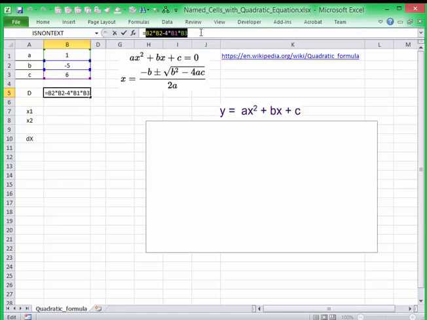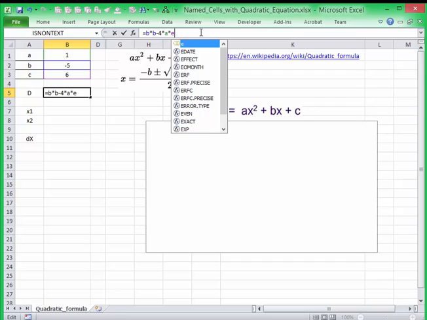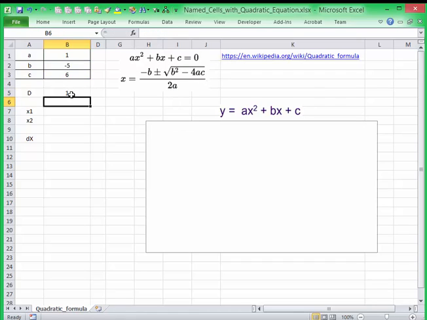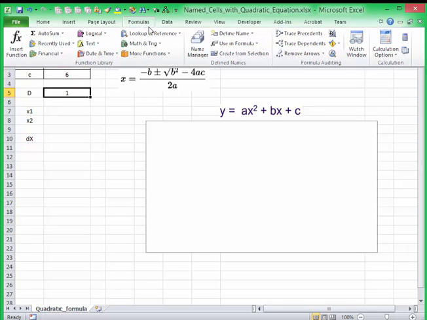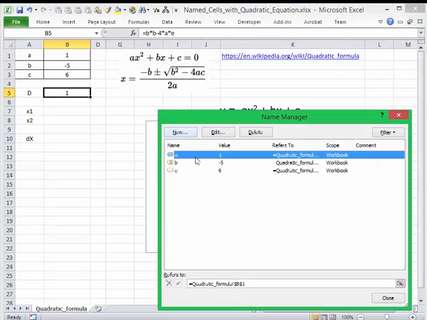So I will delete this. Now B times B minus 4 times A times E. So the result is the same, but it's much simpler to read this formula. In case you made a mistake or you want to delete or change some of the named cells, you can go to Formulas, Name Manager. Here you will see your named cells and you can modify them.